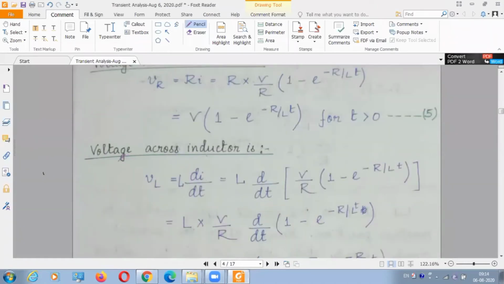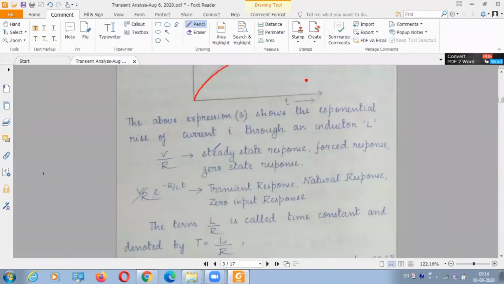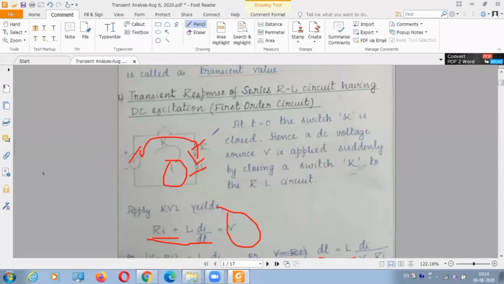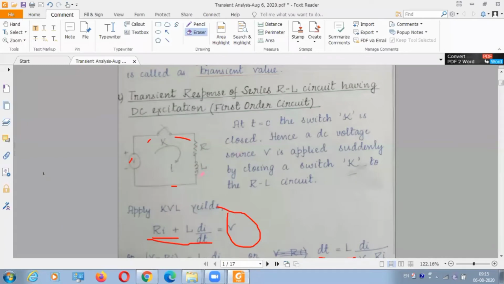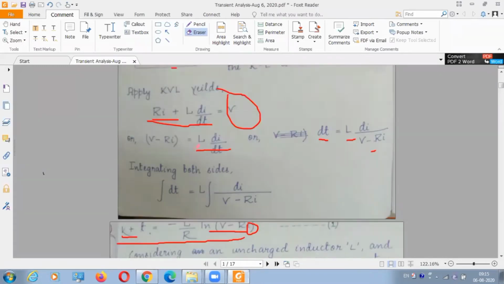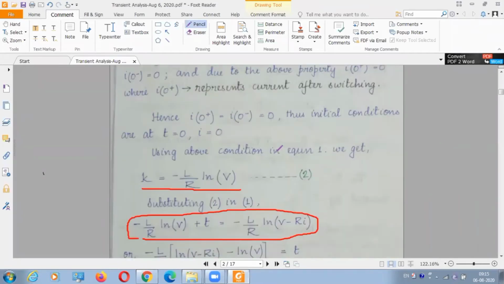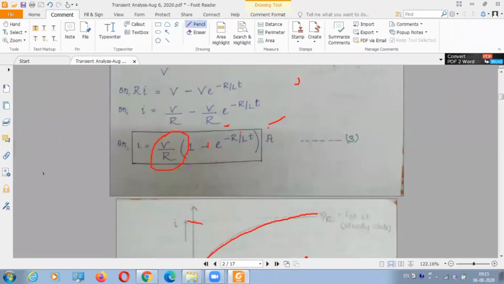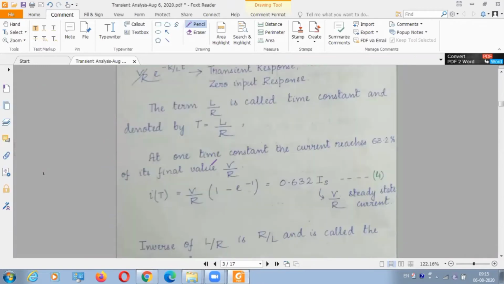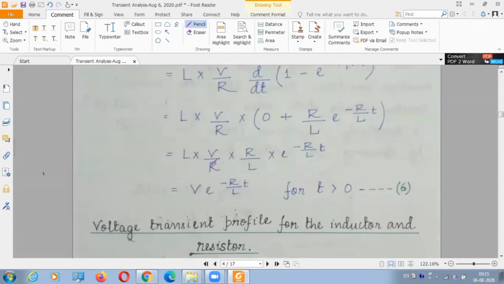Now if you calculate the voltage across the inductor, I know this circuit over here is a series circuit. So whatever current equation I have derived is flowing through both the resistor and the inductor. So if I find out the equation of voltage across the inductor, it will be given by L di by dt, and in this I will substitute the calculated value of I, which is nothing but V by R (1 minus e to the power minus R by L t). So substituting that and doing the differentiation, you will get an equation like this.